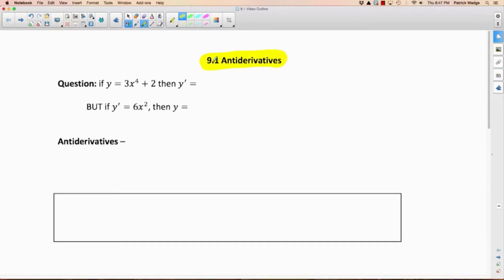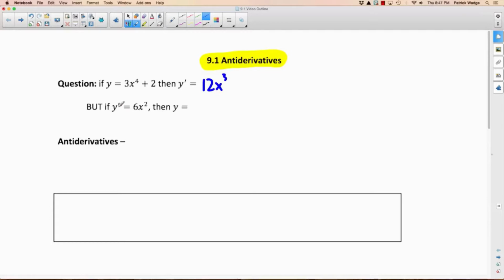So I have a question for you. If y equals 3x to the fourth plus 2, then what does y prime equal? Well, that should not be a problem at this point in the game. We're just taking the derivative of this, just have to use the power rule. Bring the 4 down, multiply by 3, we get 12x cubed. And of course, the derivative of a constant like 2 is 0, so don't even need to put it. There you go, finished.